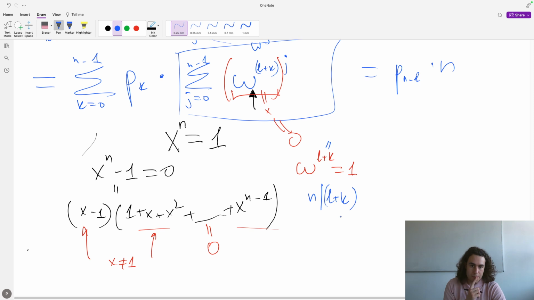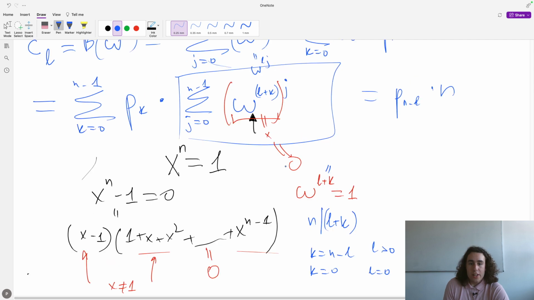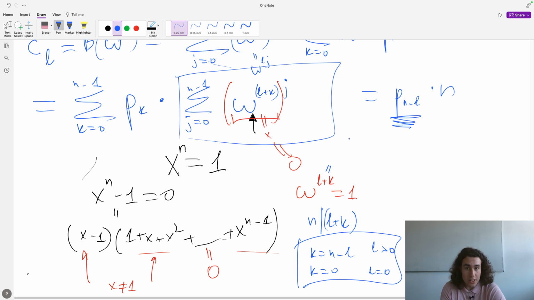right? So basically we need k, which is n minus L, but this only works if L is more than 0, right? Otherwise k should be equal to 0, right? Because we need n minus L mod n. And if L is equal to 0, that's n, we don't have n, so we have to take 0. Good, so we know that everything except for one specific index, which is exactly n minus L, goes to 0.